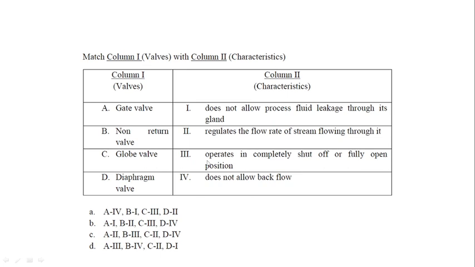Next one, match column 1 containing some valves with column 2 with their characteristics. First, gate valve. We know that a gate valve is used either in completely open mode or completely closed mode. So option A, gate valve can be operated only in completely shut off or fully open position. So gate valve is also called an on-off valve.